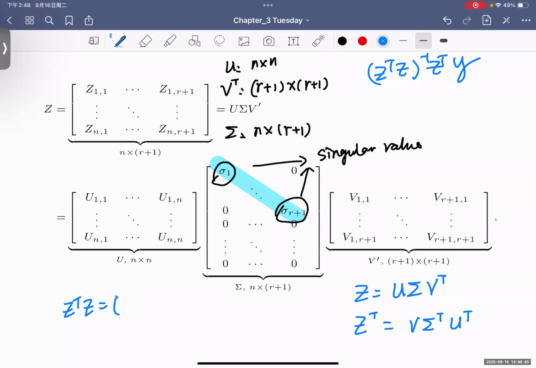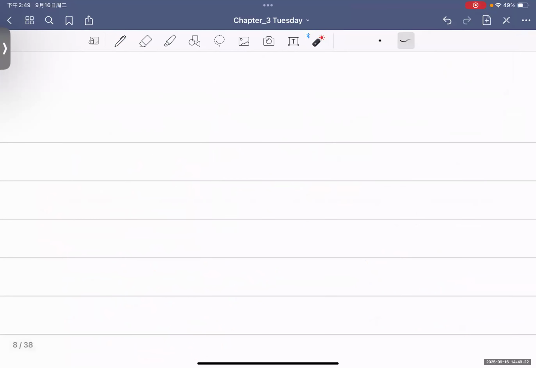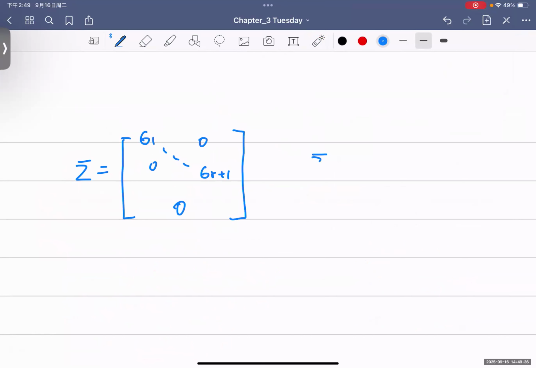So therefore, we combine the two together. We will obtain V times sigma transpose times sigma times V transpose. The orthogonal matrices just cancel with each other. What is sigma transpose times sigma? You can imagine that the sigma looks like sigma 1 to sigma r plus 1, 0, 0, and all remaining elements 0. And the sigma transpose looks like sigma 1 to sigma r plus 1, 0, 0, and all 0 in the remaining part.